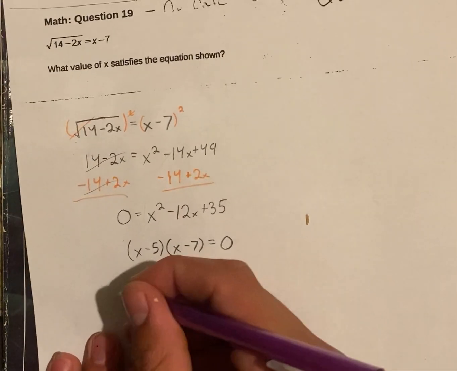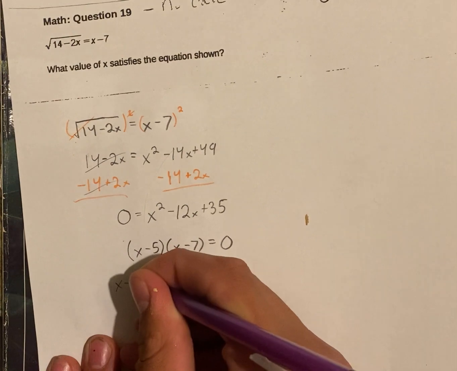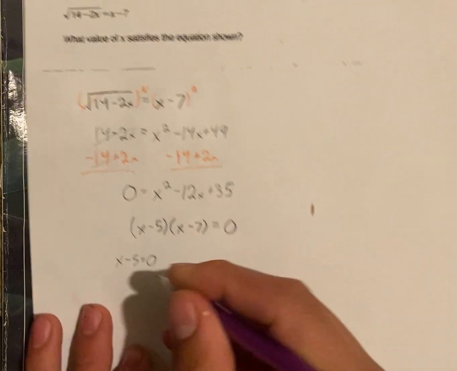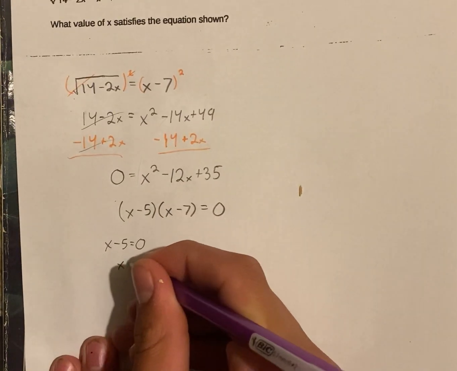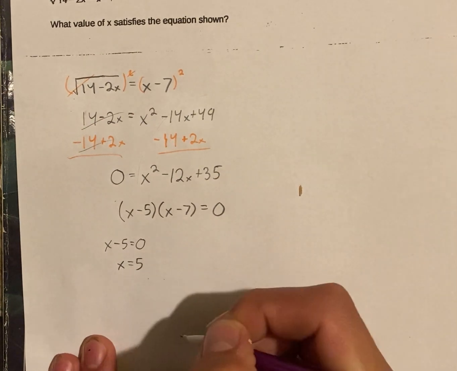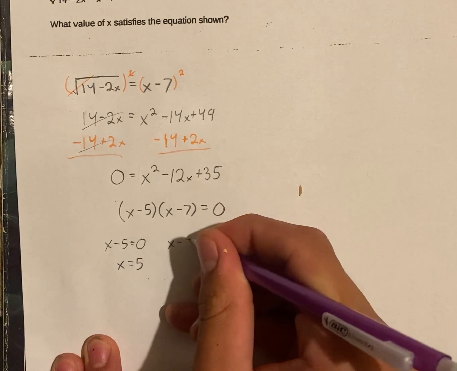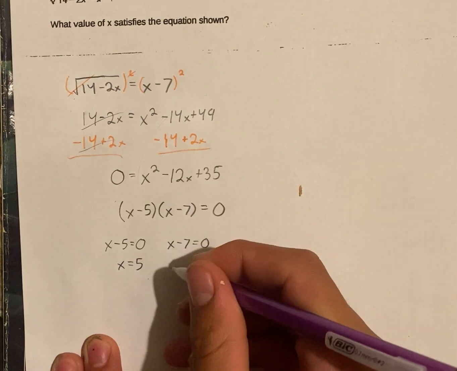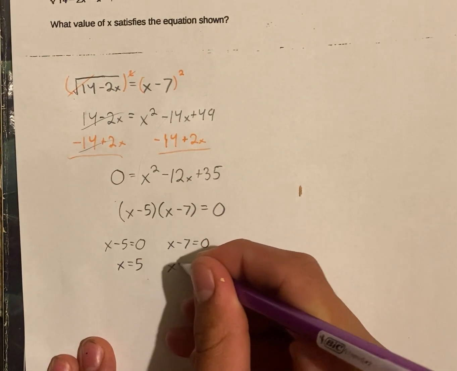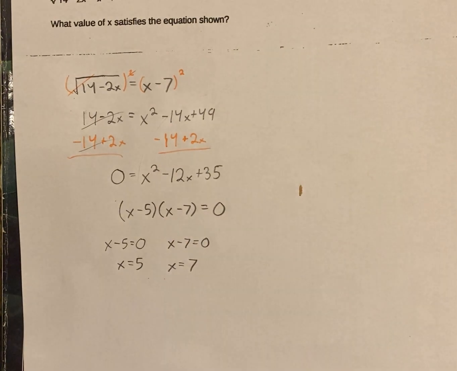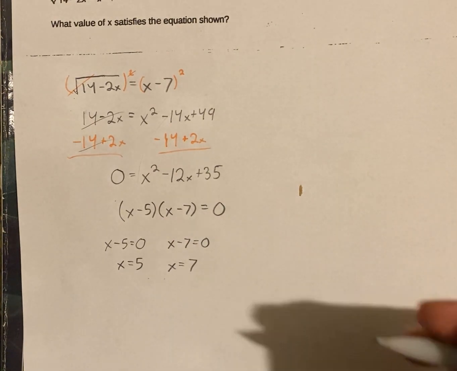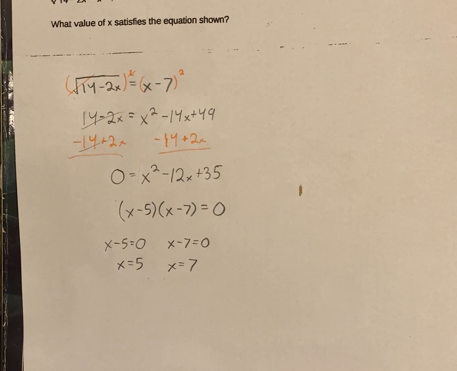So let's solve for x minus 5 equals 0, and that will equal x equals 5. All right. X minus 7 equals 0. These are the hypotheticals. And x equals 7. Now, this is probably where most people made their mistake, is that they thought that this and this were the answer, and then they just ended the problem. That's the trick of this situation.